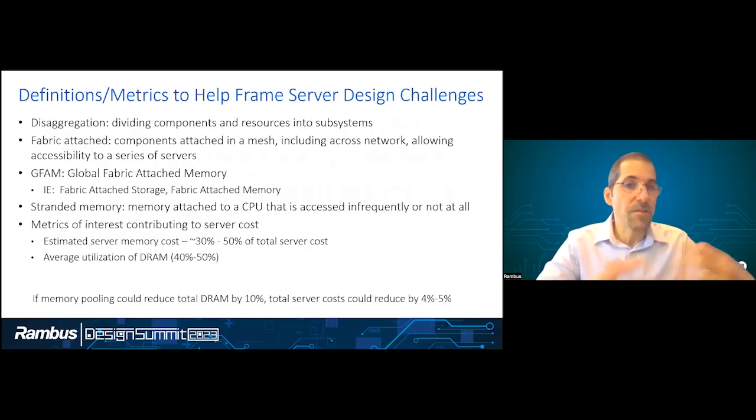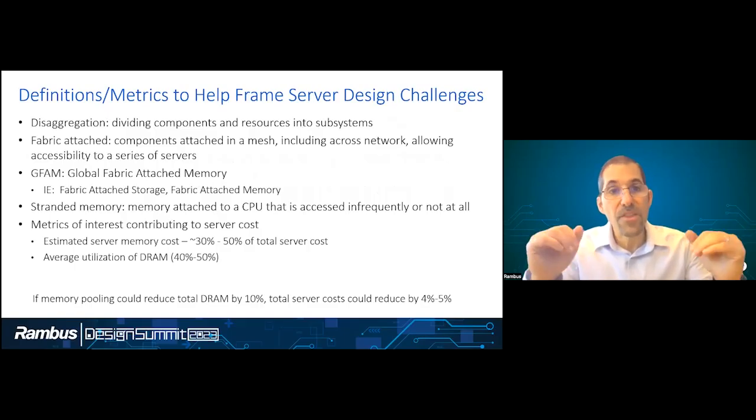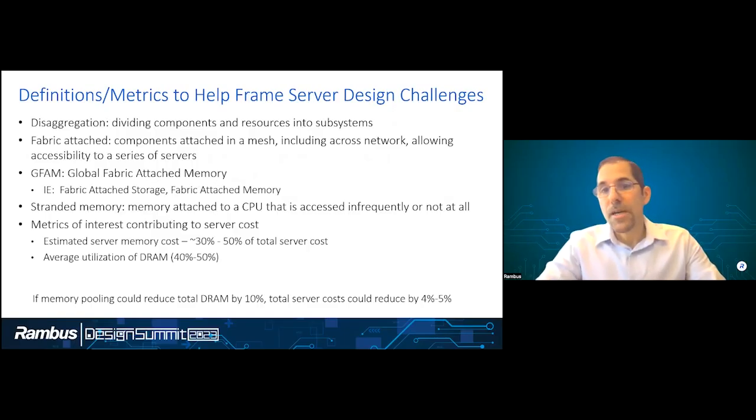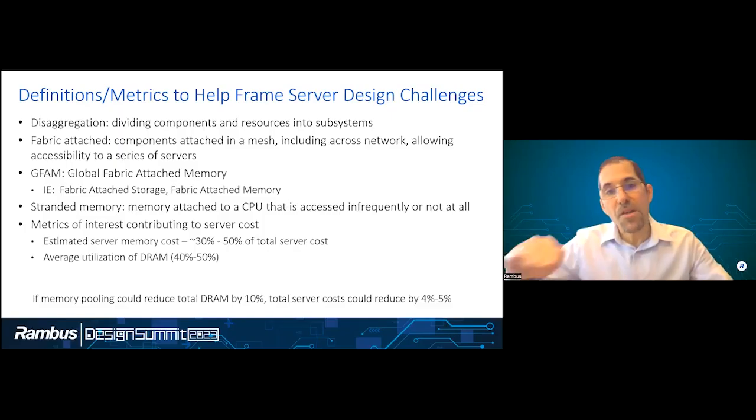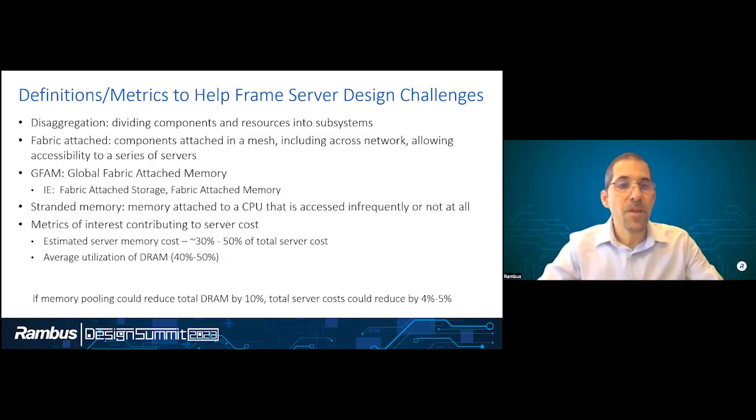So I've already talked about disaggregation. What is disaggregation? Fundamentally, it's dividing components and resources into subsystems. Historically, you'll have a CPU and you'll have everything connected directly to that CPU, i.e. memory, storage, accelerator cards, and what have you. Disaggregation allows for a distribution or division of the components across different parts of the system so that you're not all piled into one server, one rack, and so forth.